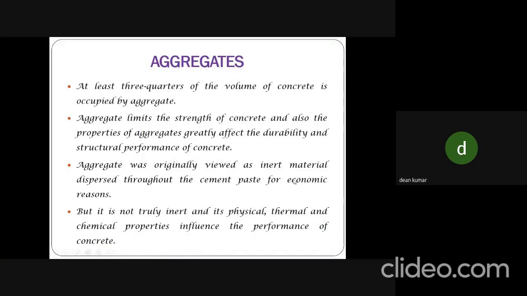So we are interested in the physical, thermal, and chemical properties of the aggregates. Now, very important, aggregate is cheaper than cement. The cost is very less, but that is not the only reason to use it. We are trying to make a mass of concrete, like filling a cube. So aggregate forms a very high volume. Aggregate is not only for filling, it gives the strength. The strength of the concrete is mainly because of aggregate.